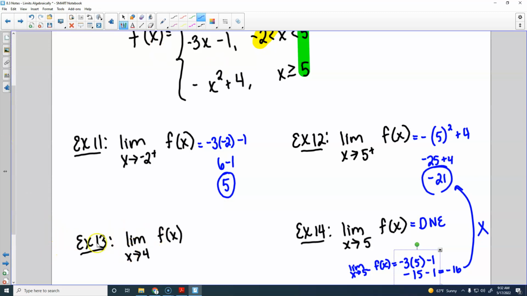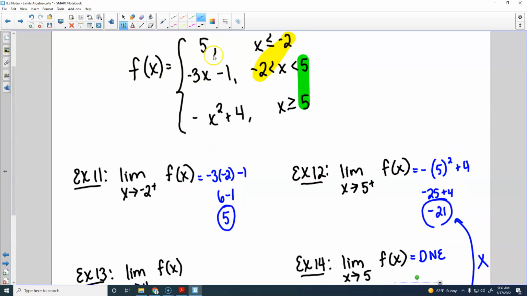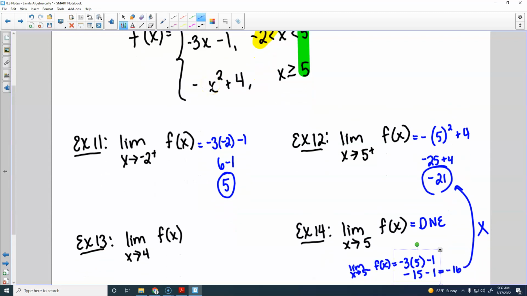What should we do for 13 where we got the limit as x approaches 4 of f of x? Okay, we're just going to use that middle one because 4 falls between negative 2 and 5. This is not a point where we're jumping from place to place. So we just have to plug in 4 into that equation. Direct substitution. Negative 3 times 4 minus 1. Negative 12 minus 1 gives us negative 13 for that.